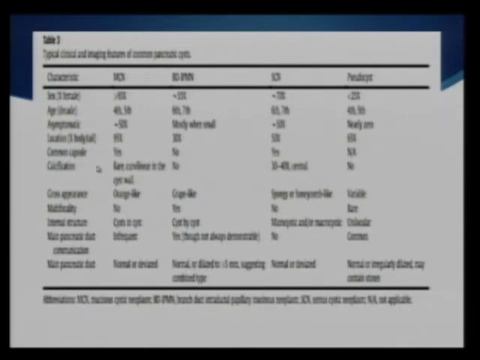The pancreatic duct for MCN would be normal in size, maybe slightly deviated or pushed to the side from the cystic lesion, but in branch duct IPMN, it will be dilated in most cases, at least greater than 5 millimeters.